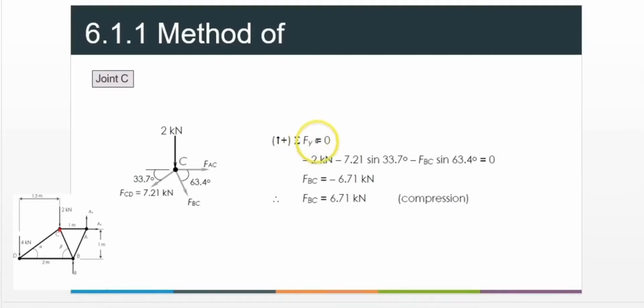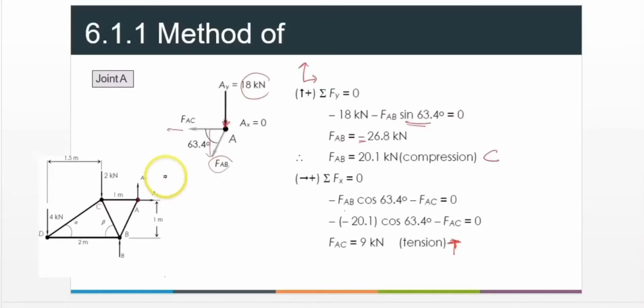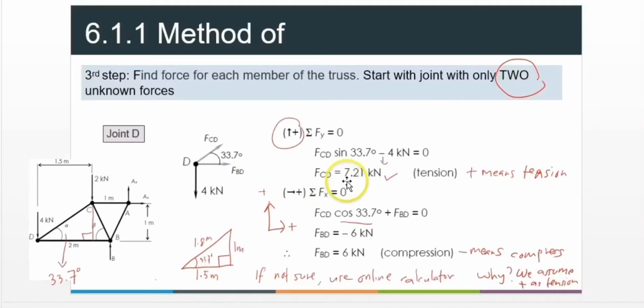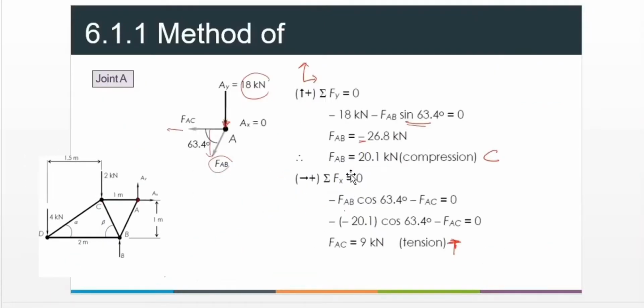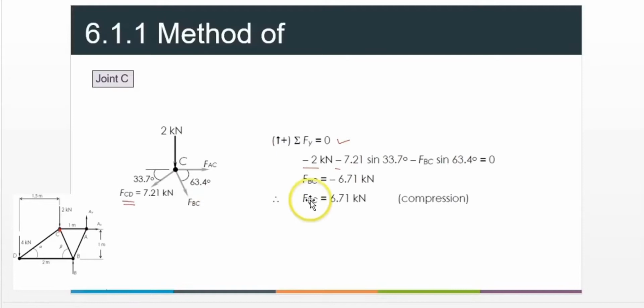Alright, so here we need to find summation of Fy which equals to 0. So clear, which is going upward become positive, that means negative because 2 kilonewton going downwards. And then this one also negative, FCD. Okay, we get the values from here. We just change the values FCD, and then we need to put the angle.